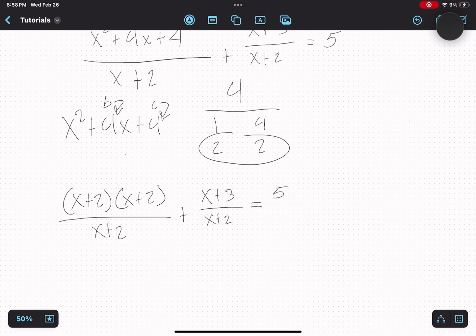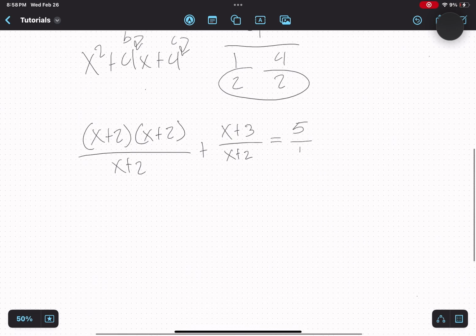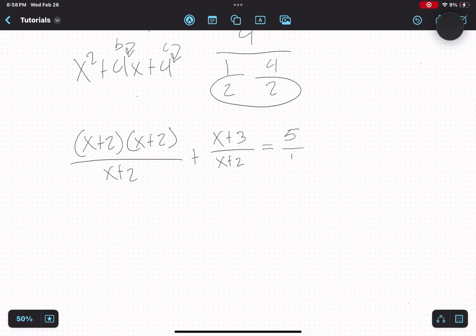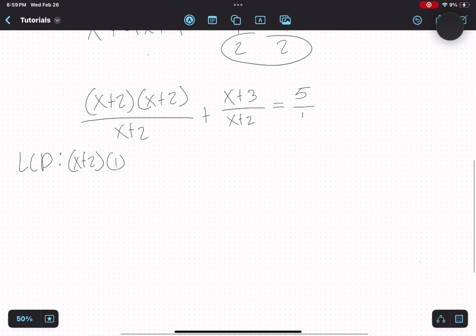Now, I like to put my 5 over 1 since it is just a whole number, and it helps me not get so mixed up by having a fraction for each one. Now we must identify our least common denominators, or LCDs. And you may ask, why do we have 3 denominators but only 2 LCDs? 2 of our denominators are the same, so we do not need to put it again.